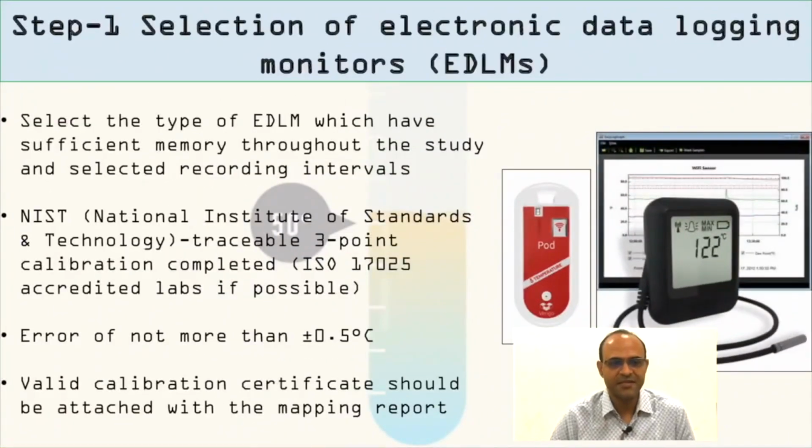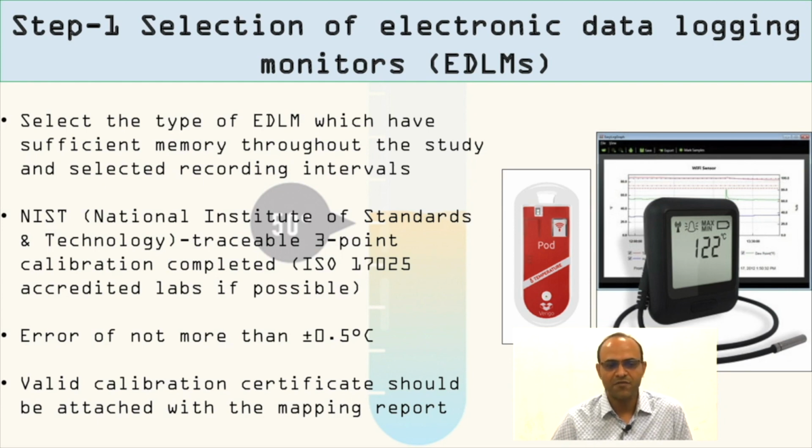Now let us discuss the steps for the electronic data logging monitor, normally called EDLM. This is basically the logging of data for continuous monitoring of temperature, humidity, airflow or whatever data you require as per the cold room. Select the type of EDLM which has sufficient memory throughout the study for the selected recording intervals. For example, data loggers with different storage limits are available in the market.